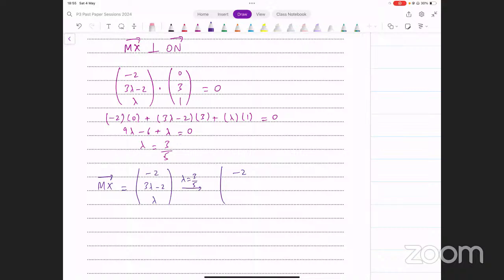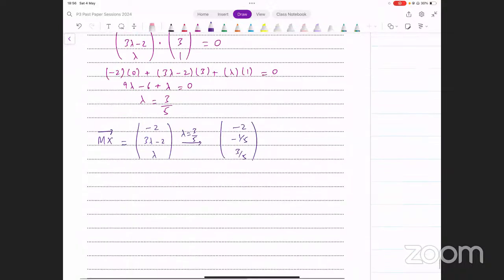3 into 3 over 5 minus 2. That's giving me minus 1 over 5. And then 3 over 5. That's the vector MX. Now you find the magnitude of this vector because that is going to give you that distance. What's the magnitude of this vector?